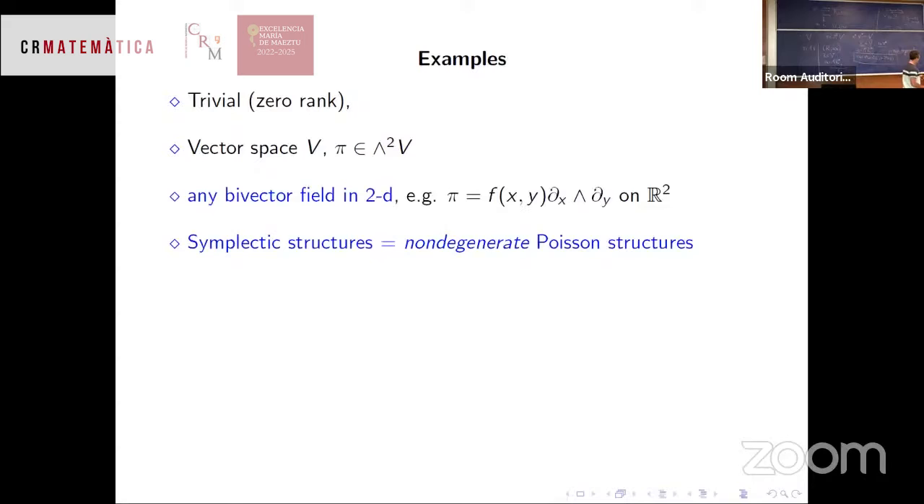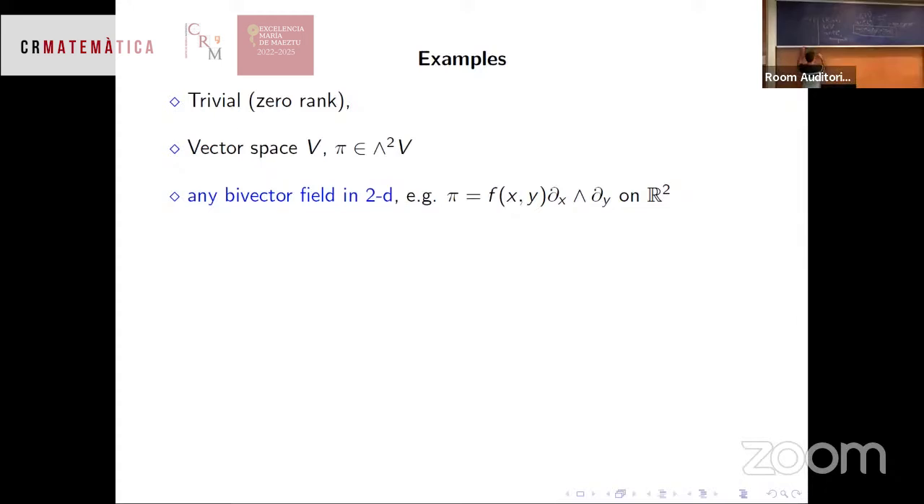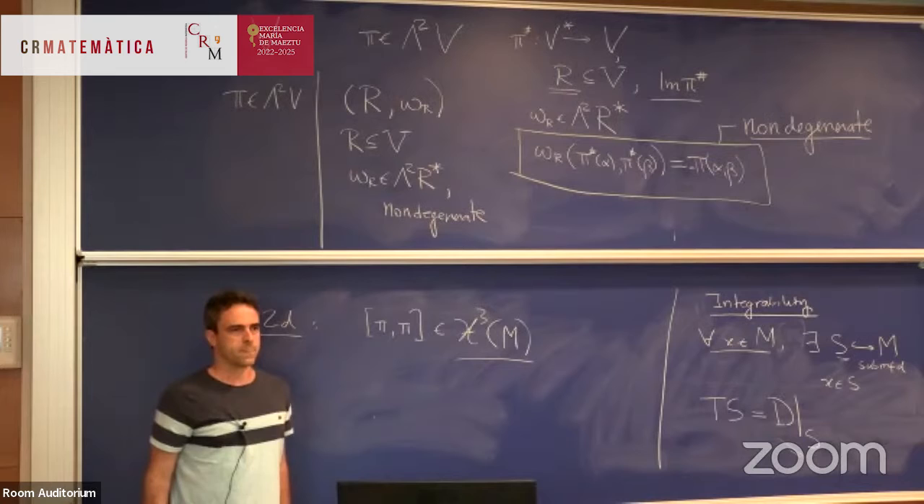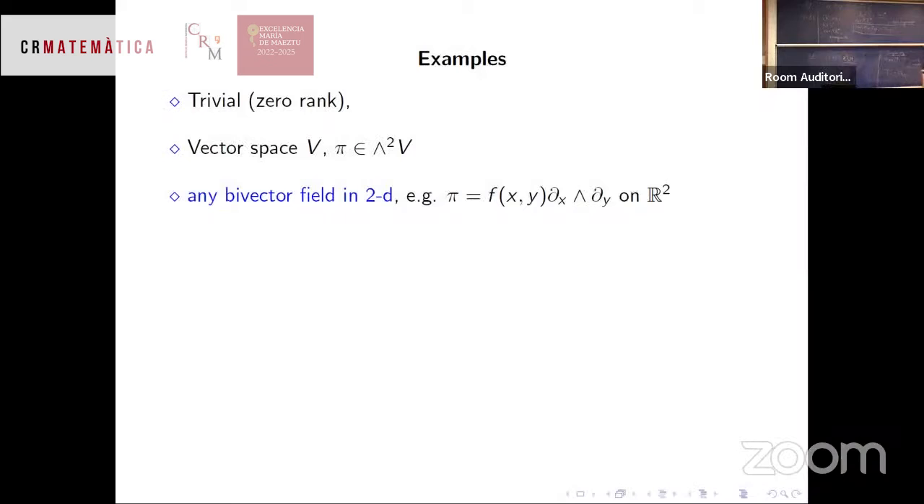Good. Now, any bivector field in two dimensions is automatically a Poisson bivector field, again because of this tensorial description. So in two dimensions, the space of trivector fields has just trivial elements, only the zero is there. So any bivector field whatsoever, for example in the plane, you just choose your favorite function and they're actually of this form. Okay, so these are examples.